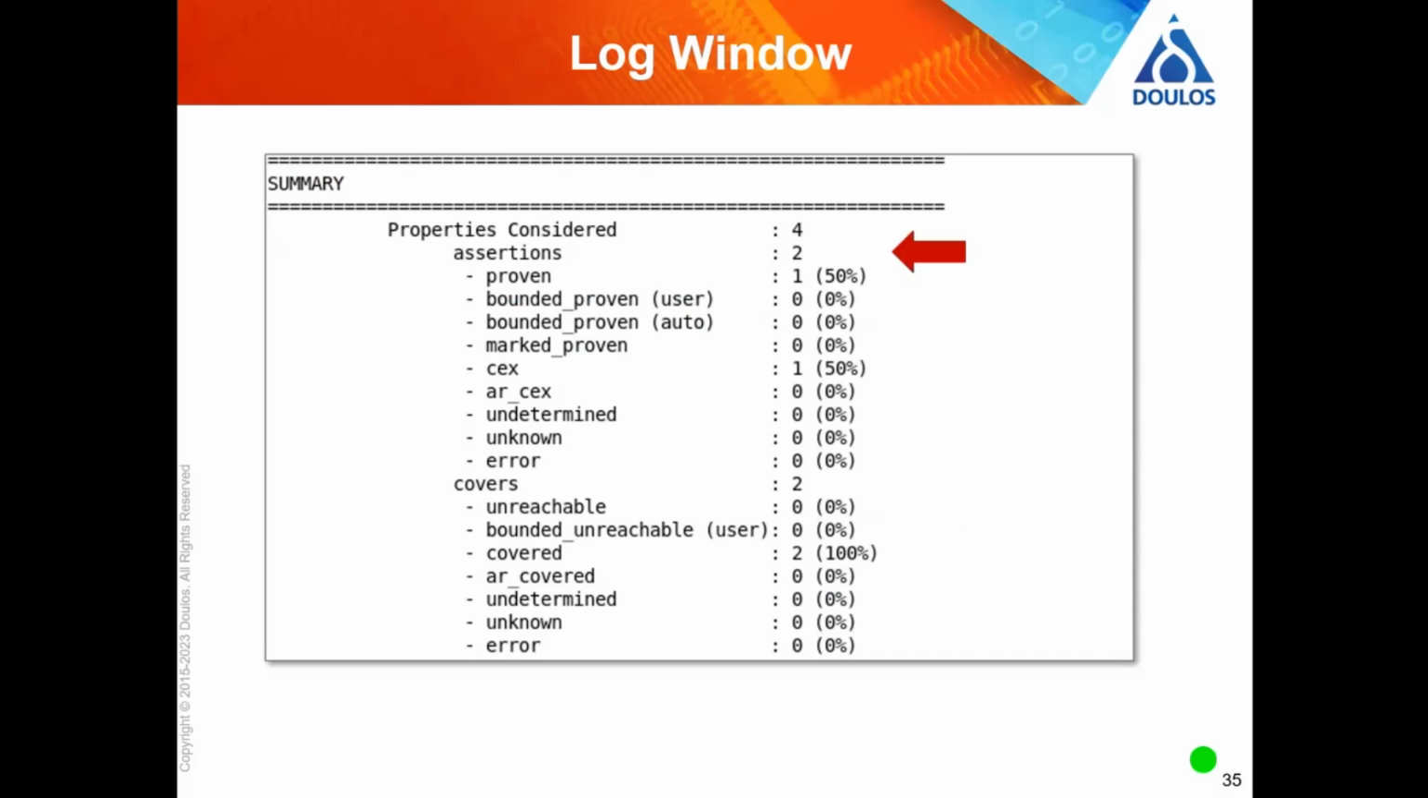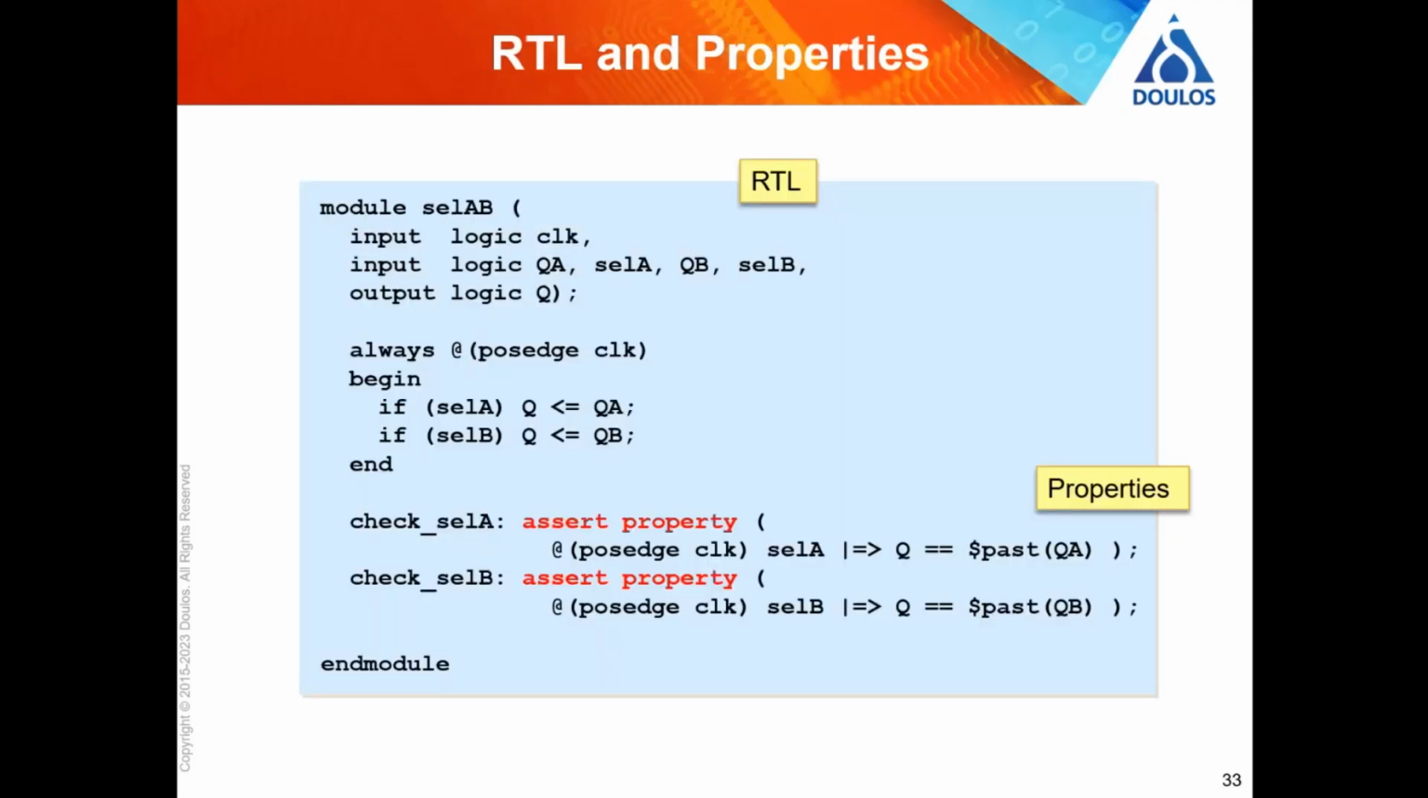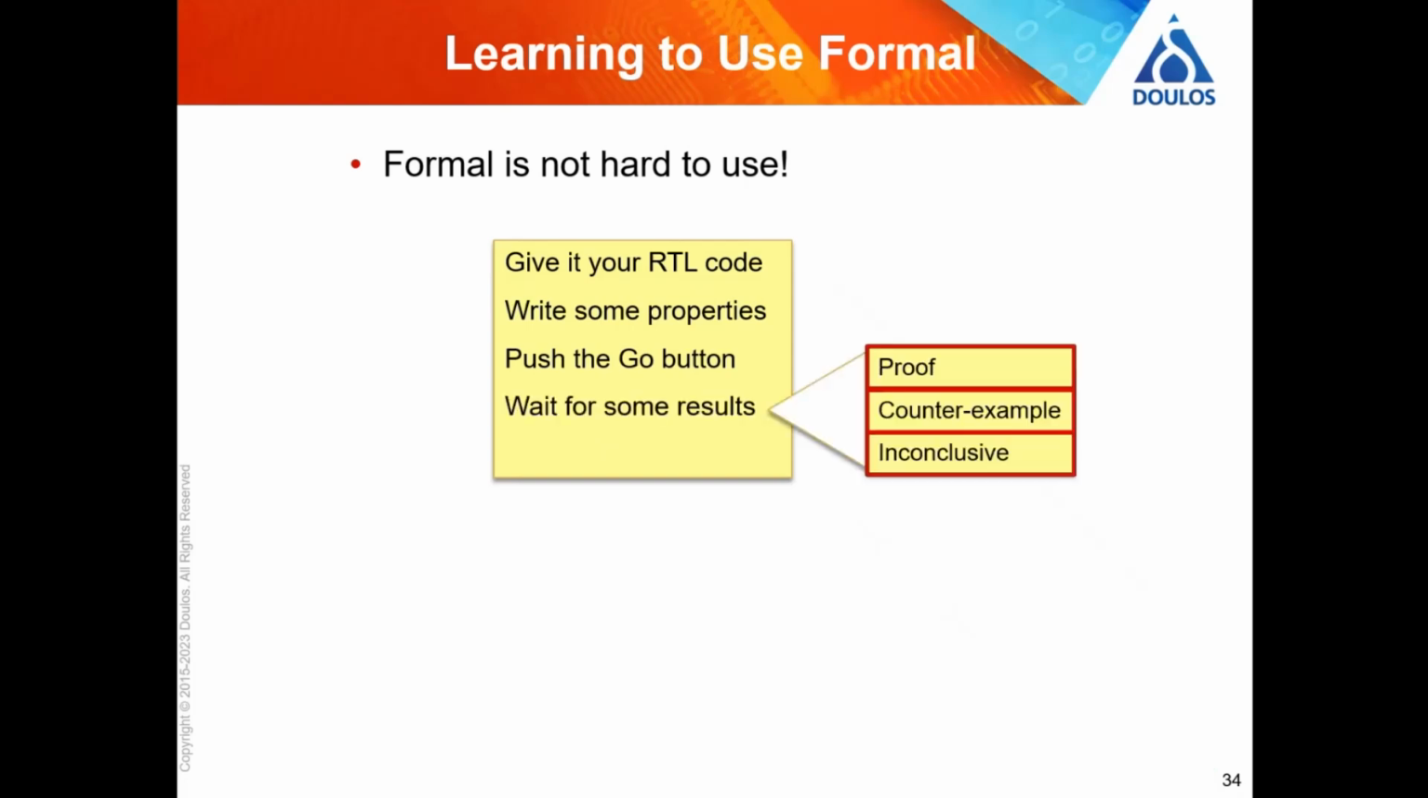I'm going to click back a few clicks to go back to where we were, so we can look at the assertions. If you hadn't spotted it already, this first one is going to fail, because if cell B and cell A are both true, then Q is going to equal QB, not QA, isn't it? So that is the failure mode, the counterexample that the tool has found.